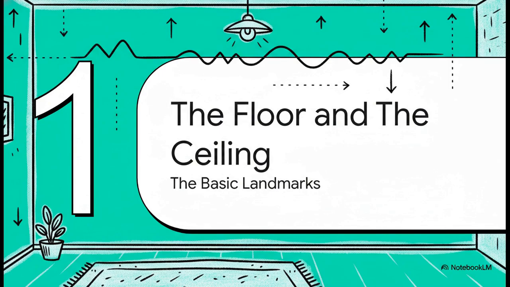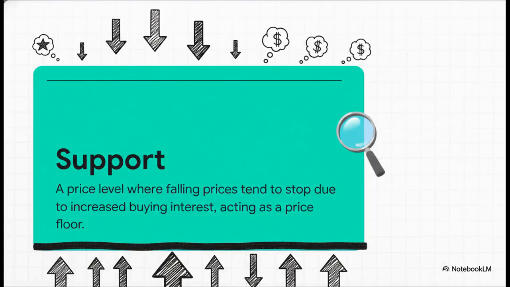The easiest way to wrap your head around support and resistance is to just picture a room with a very clear floor and a ceiling. So support is your price floor. Imagine a price is falling and falling, and then it hits a point where a whole bunch of buyers jump in, all thinking, hey, this is a bargain. That sudden rush of buying interest creates a floor, stopping the price from dropping any further. It's basically a zone where demand simply overwhelms supply.